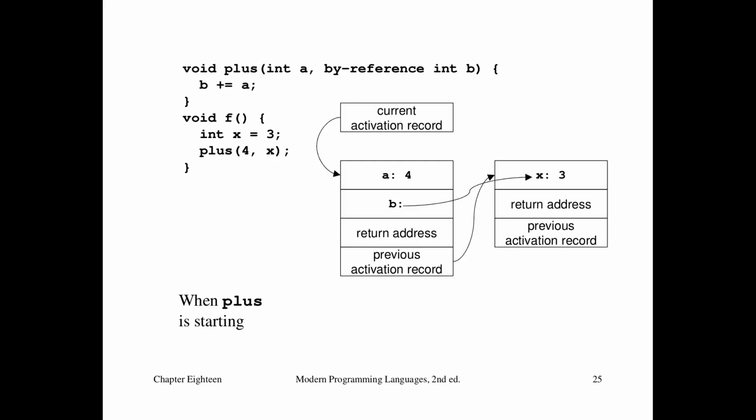So if we think about this, if we have the same plus, now we have A and by reference int B. Same thing as before, we're going plus equals A to B. And then when we make this call to plus from F, we're going to pass in the memory location of X. X is currently storing 3 at that memory location, and then we copy in by value the value 4 for A in plus. So as we can see here, when plus starts, A is 4, and now B is pointing directly to X, so they are the same memory location.